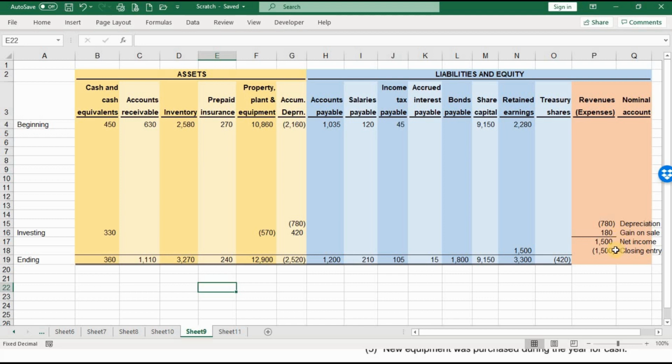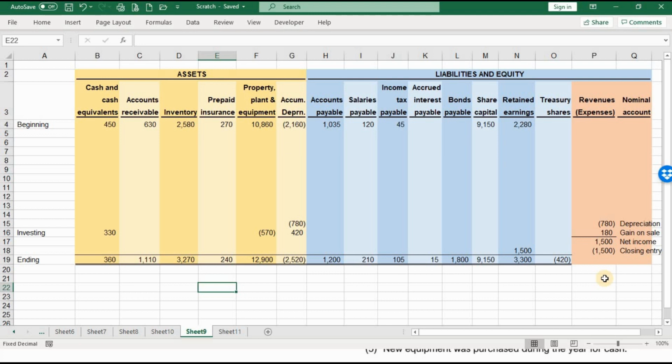Since we are preparing the cash flow under the indirect method, regardless of the method, investing activities and financing activities are still presented under the direct approach, which means we need to determine the actual cash inflows and cash outflows that resulted from investing and financing activities. So to do this, we need to complete each column related to investing and financing. So let's start with investing.